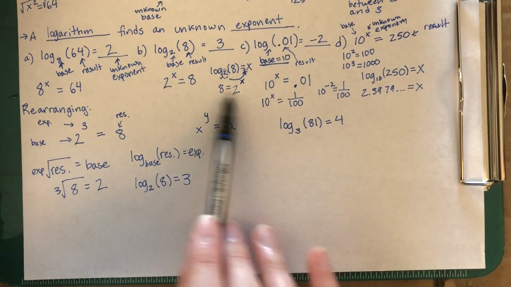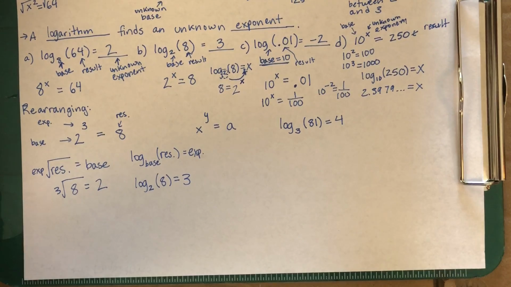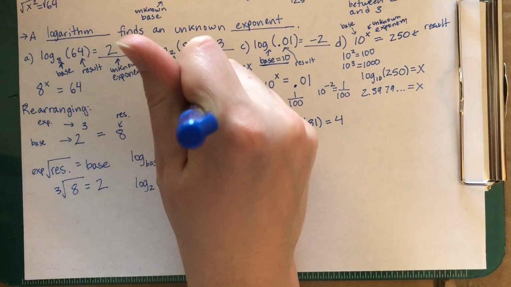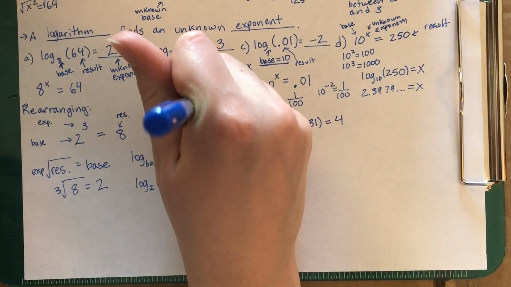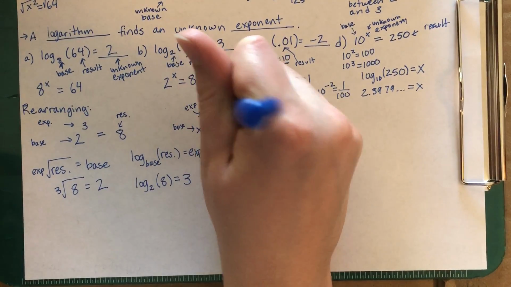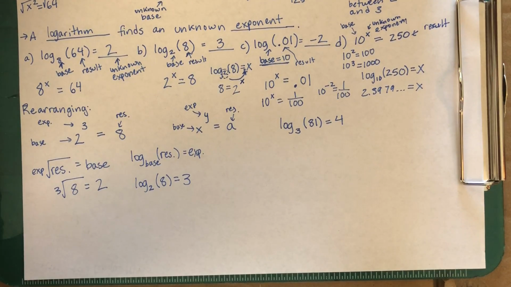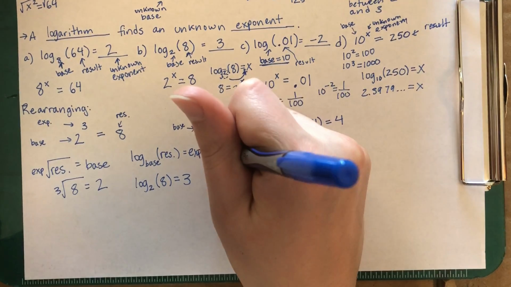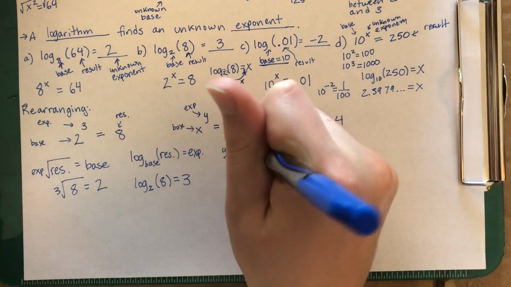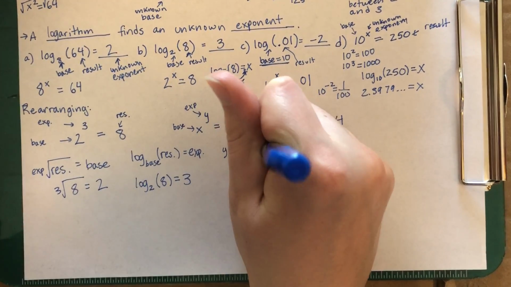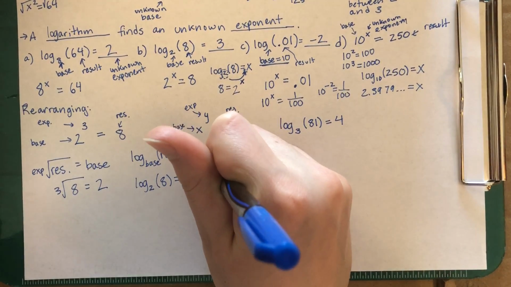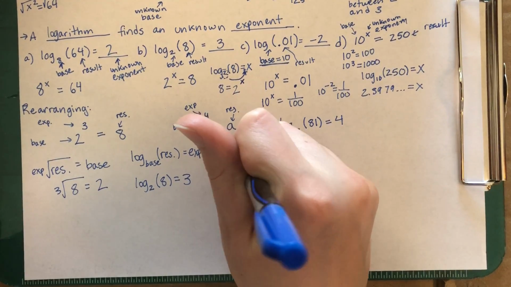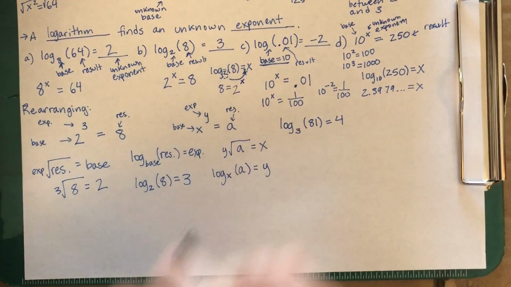Let's take another practice and rewrite this exponent format in the other two ways. So this is the base, this is the exponent, this is the result. So I could also write this as the y root of a equals x, or I could also write this as log base x of a equals y.